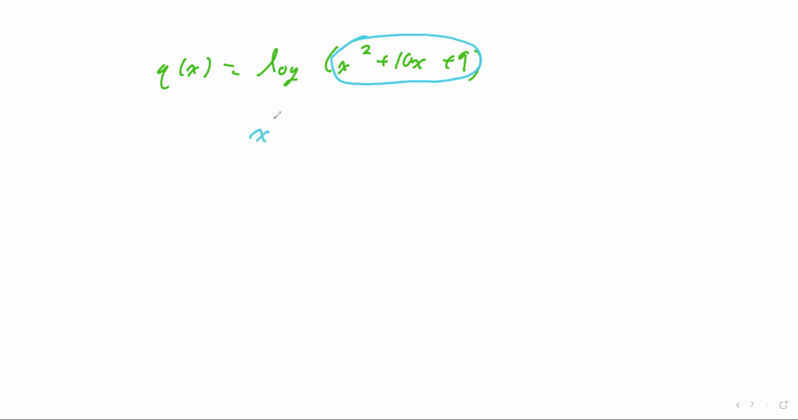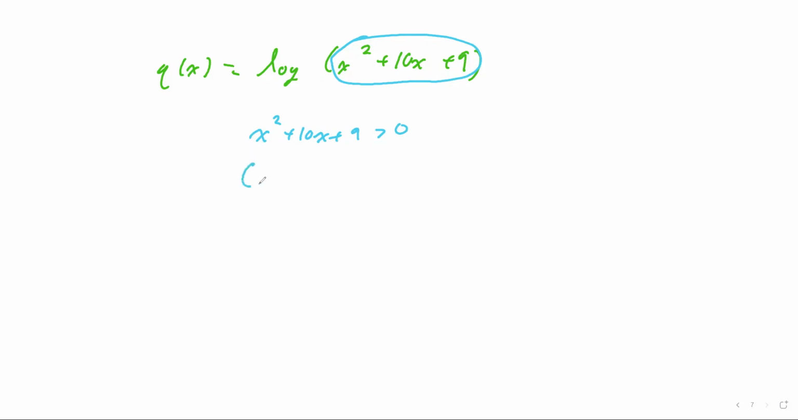So in this example, we have q of x equals log of x squared plus 10x plus 9. This is going to be a combination of what we did in the last section. You would take what's inside, which in this case is our quadratic, and then you would set it greater than or equal to zero. But remember, when we solve inequalities of quadratics, this just gives us our boundary numbers, and then we have to use test numbers to see what is true or false.